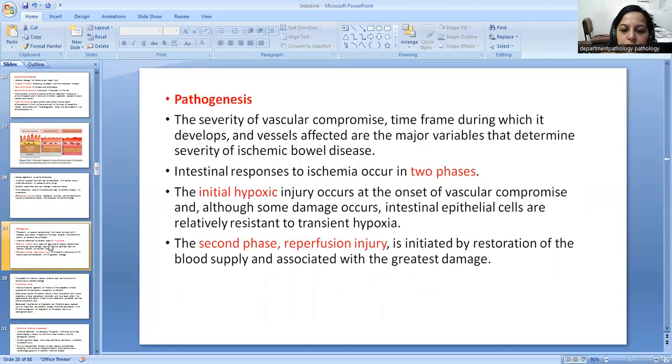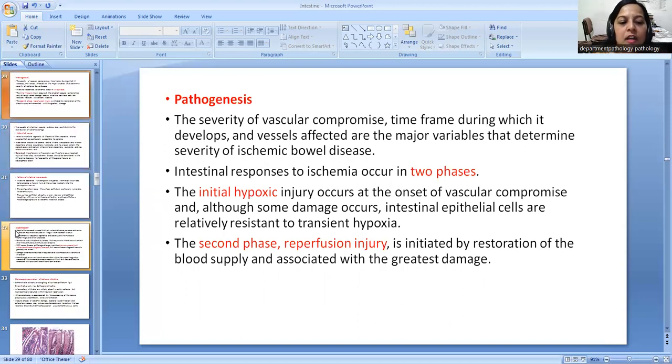Pathogenesis: the severity of vascular compromise, the time frame during which it develops, and the vessels affected are the major variables that determine severity of ischemic bowel disease. Initial intestinal responses to ischemia occur in two phases. The initial hypoxic injury occurs at the onset of vascular compromise, and although some damage occurs, intestinal epithelial cells are relatively resistant to transient hypoxia. The second phase, the reperfusion injury, is initiated by restoration of the blood supply and is associated with the greatest damage.